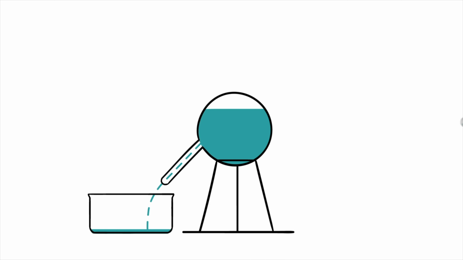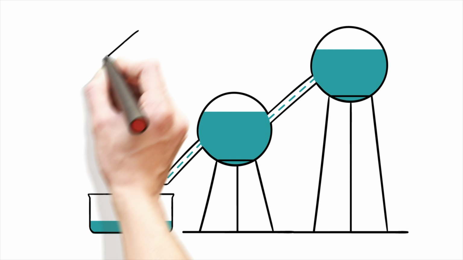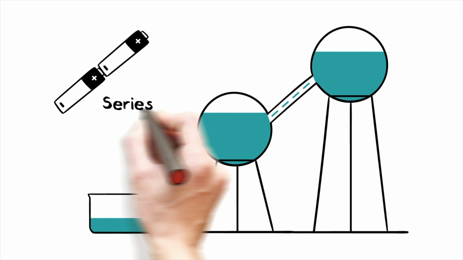If we connect a slide over a slide, the difference in potential or voltage will double. This connection is called a series connection.